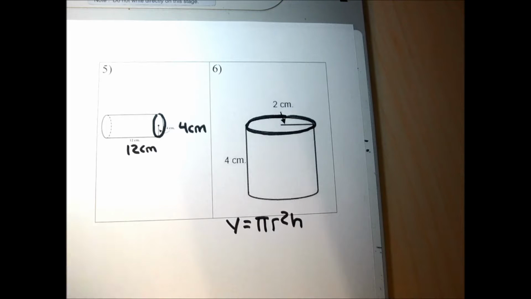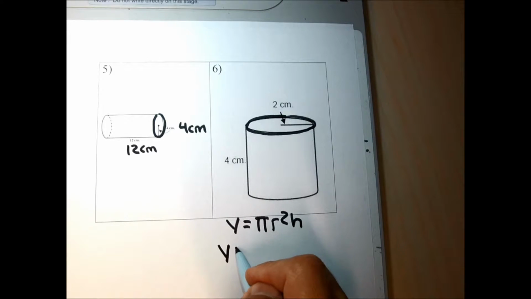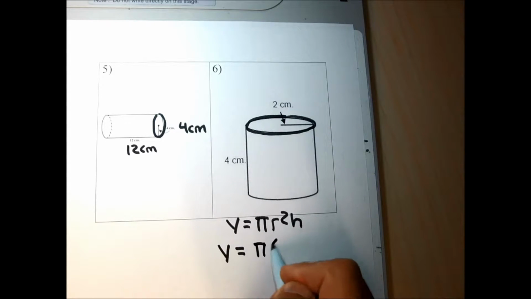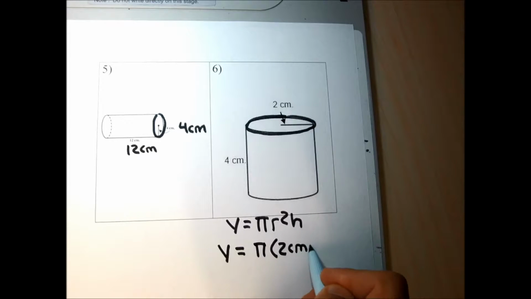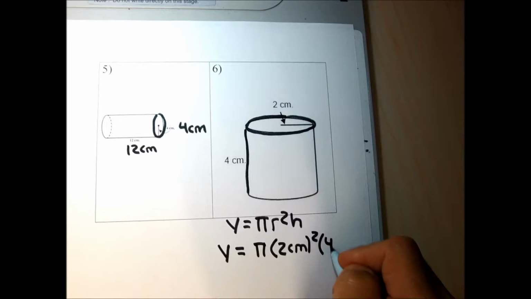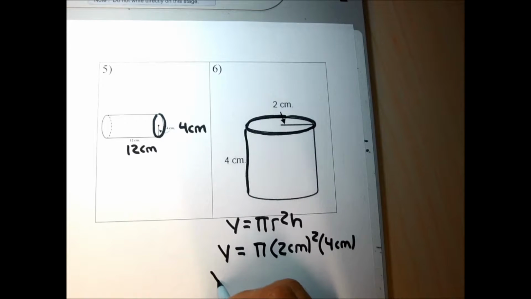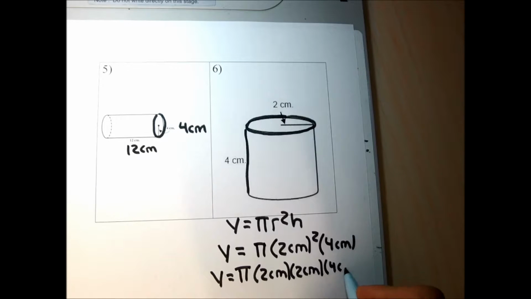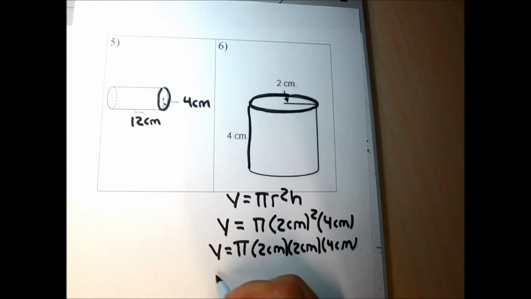So my r is going to be 2 centimeters. So I'm going to get volume equals pi times 2 centimeters squared. And then my height is going to be this unit, which is 4 centimeters. Technically, what I'm multiplying is volume equals pi times 2 centimeters times 2 centimeters times 4 centimeters, because squaring this means to multiply it by itself. So you see that my units are going to be cubic centimeters because I'm multiplying 3 different centimeters together.